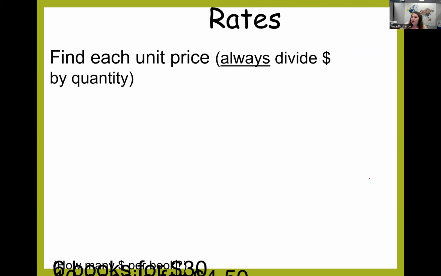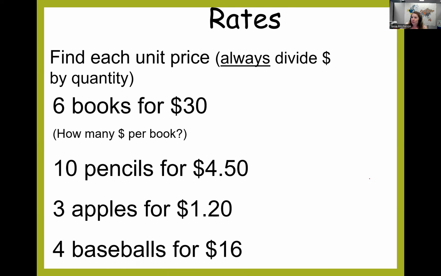2.6. All right, so now when we're talking about unit price, on the other ones, we always divided the first number by the second number. However, when we're talking about unit price, you always divide the money by the quantity, even if it's not written first, and a lot of times it won't be written first in the problem. For example, if I can buy 6 books for $30, how many dollars per book? You always divide the money by the quantity. So 30 divided by 6, I'm going to pay $5 per book.